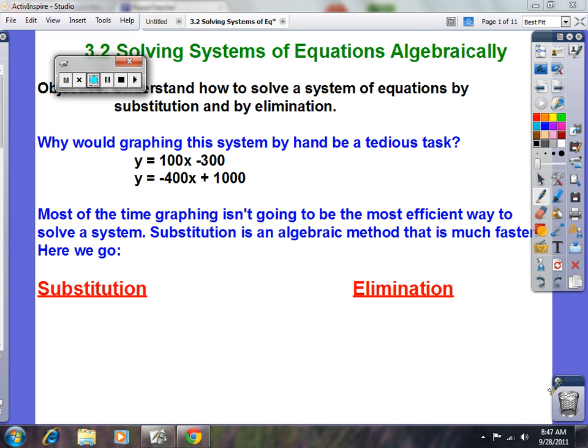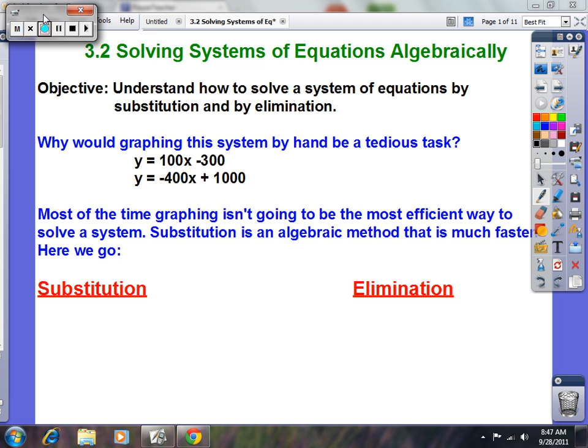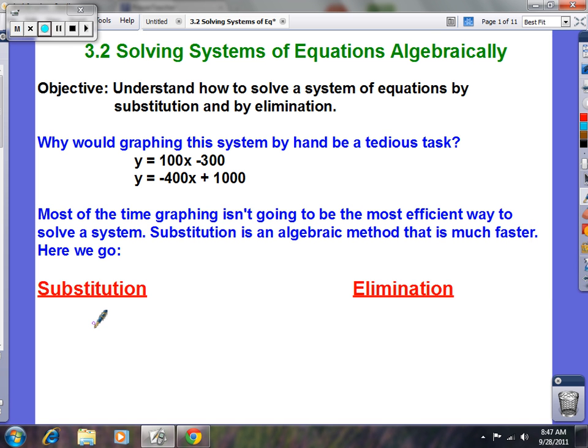Alright, ways 2 and 3 are substitution and elimination. Substitution, here we go. Do you agree with this? Everybody copy this down. So we're going to start with a very beginning building block. 5 plus 2 equals 7. Write it down. So do you agree 5 plus 2 is 7? So they're equal, right? 5 plus 2 is the same as 7.